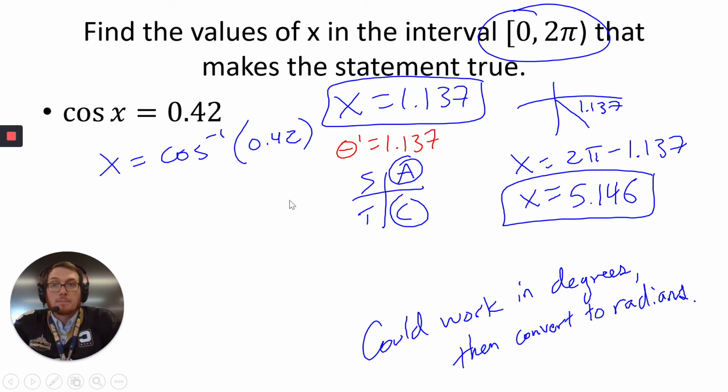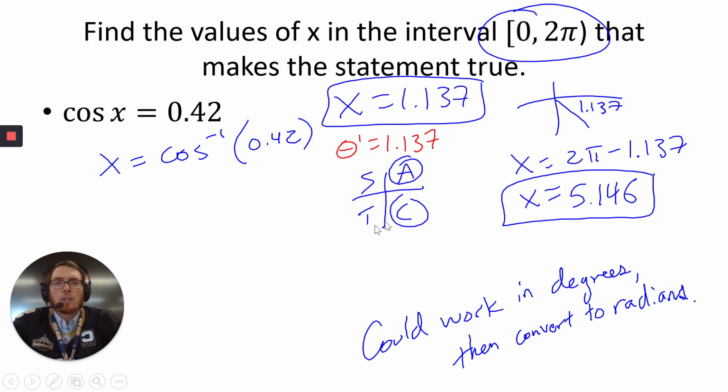That idea will work in these scenarios, but you can cut out the middleman if you understand how radians work. So if I want to be in radians, I have to change the mode of my calculator to radians. And then do cosine inverse of 0.42, and in radians, it should be just over 1 radian, 1.137. That's one of the answers, and if you think about it in degree format, that would be the reference angle. Same idea here for radians.